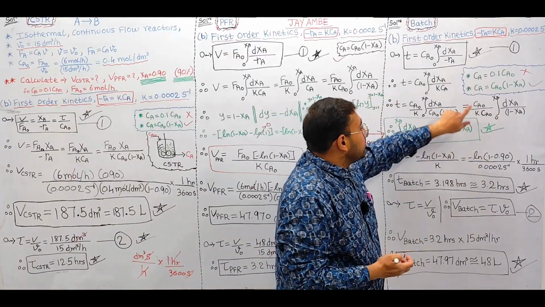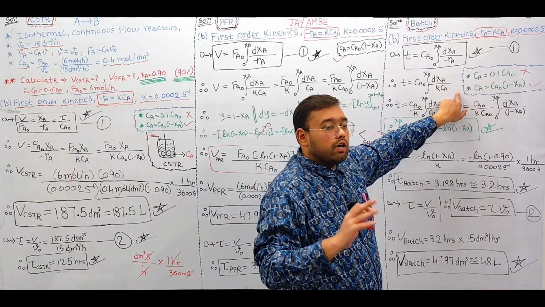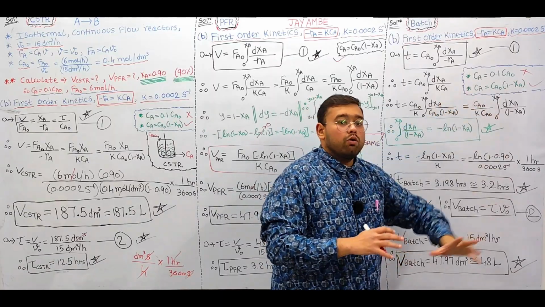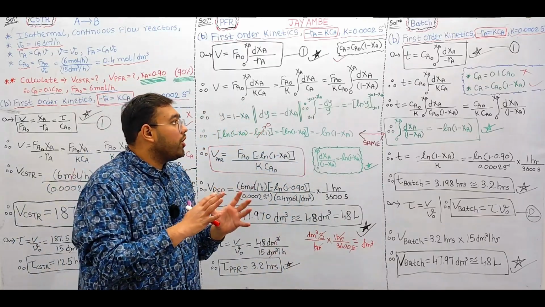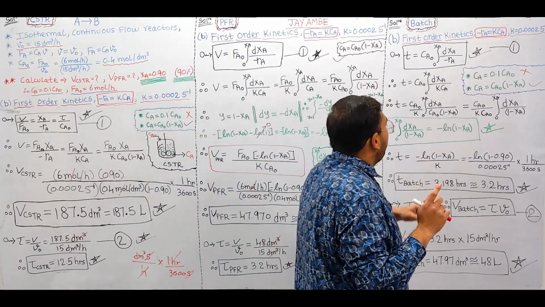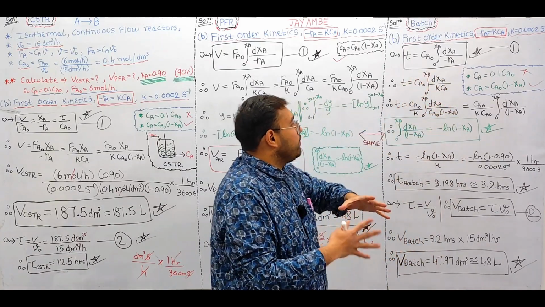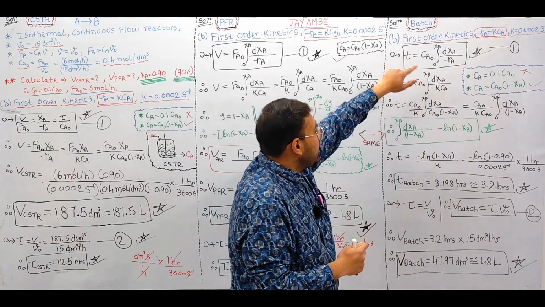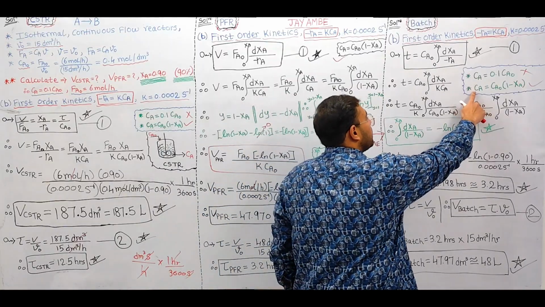The second form of CA defines the conversion, and CA also defines the concentration of reactants at any point of the batch reactor. Due to those reasons, we will use the second form of CA in order to modify the performance equation of the batch reactor. I hope you understood. So we'll use the second form of the CA.